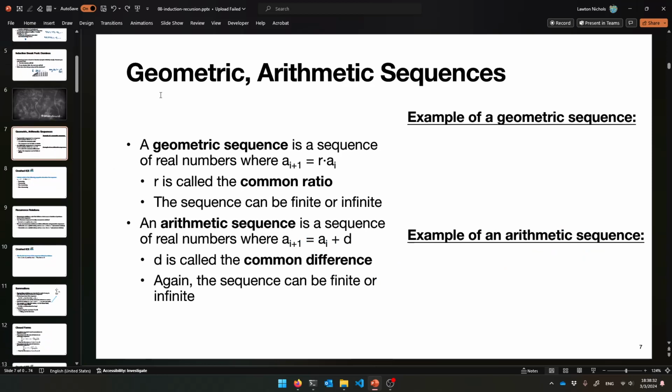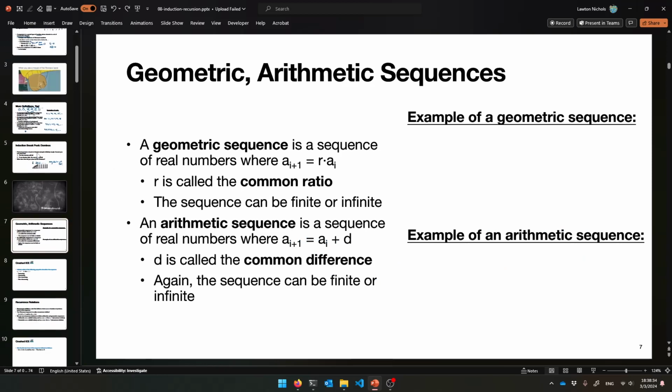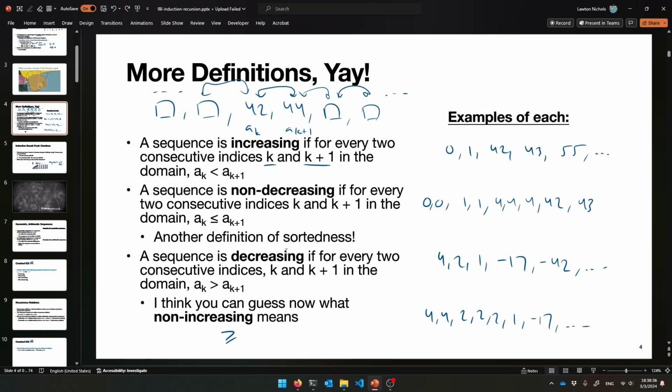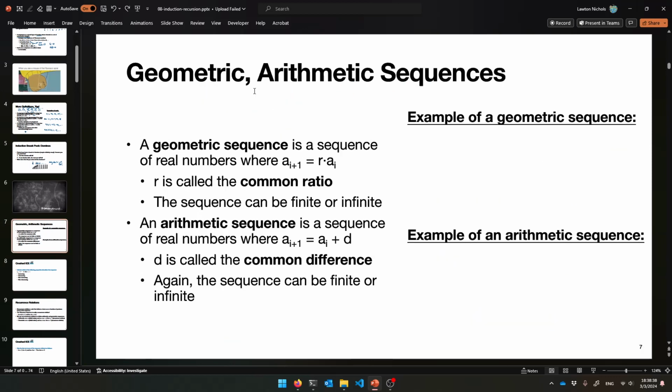So there's a bunch of different ways that you can still describe sequences. They can be increasing, non-decreasing, decreasing, non-increasing. They can also be geometric and arithmetic, and these are probably terms that you've heard of before from a math class. So a geometric sequence is one where things are getting multiplied. They're getting bigger because you're multiplying the previous element by something to get the next element. Okay, it can get smaller, I guess, but it's a multiplication. That's what it means to be a geometric sequence.